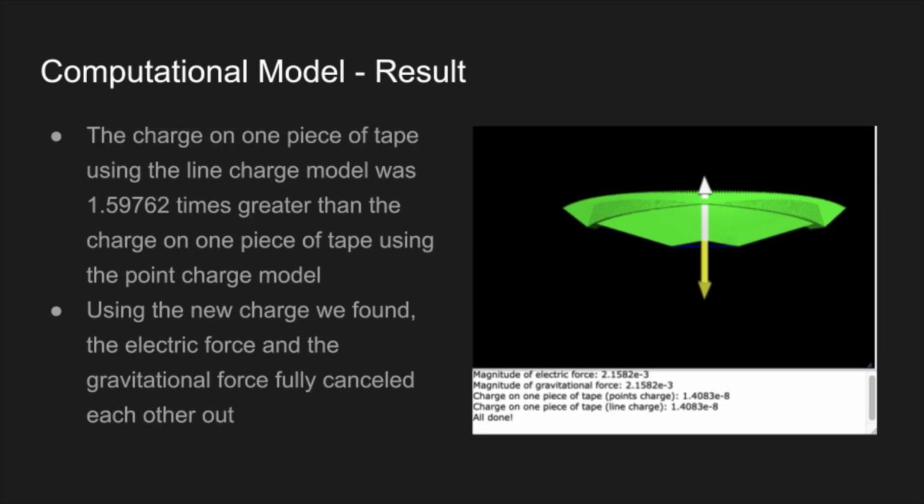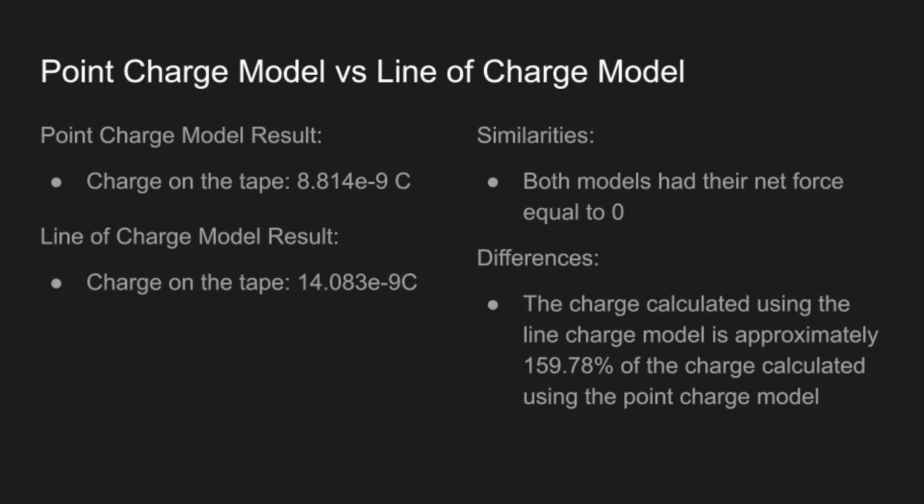For the result, the charge on one piece of tape using the line charge model was 1.59762 times greater than the charge on one piece of tape using the point charge model, and using the new charge we found, the electric force and the gravitational force fully canceled each other out. In summary, the point charge model had a charge of 8.814 times 10 to the negative 9 coulombs, while the line of charge model had a charge of 14.083 times 10 to the negative 9 coulombs.